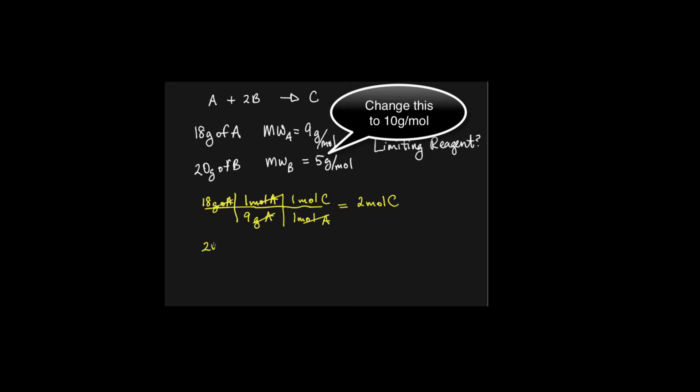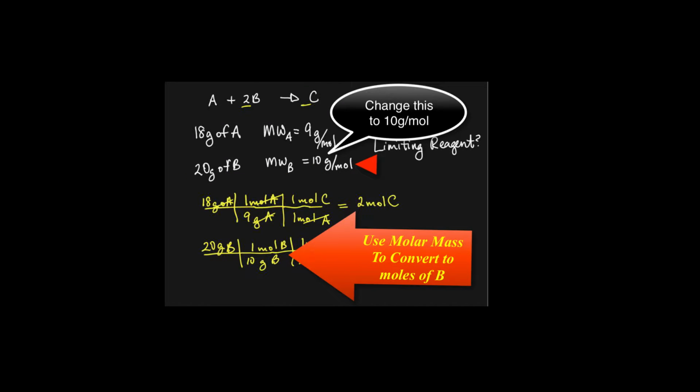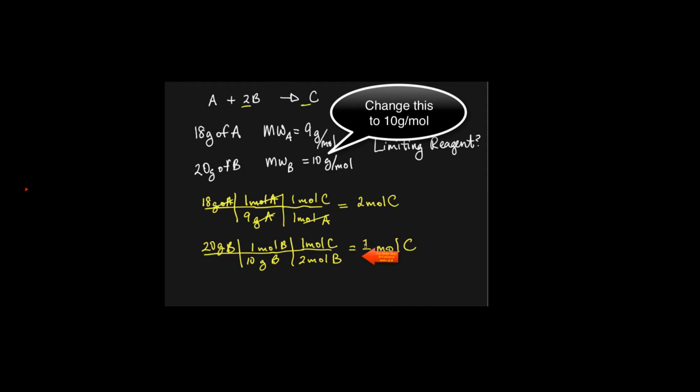Using the same logic, I can figure out how many moles of C my reactant B would make. All right, so based on this conclusion, which one of them is limiting? B. The 20 grams. B is limiting because it produces less product. Okay, the other thing they could ask you is, actually, let's take this one step further.